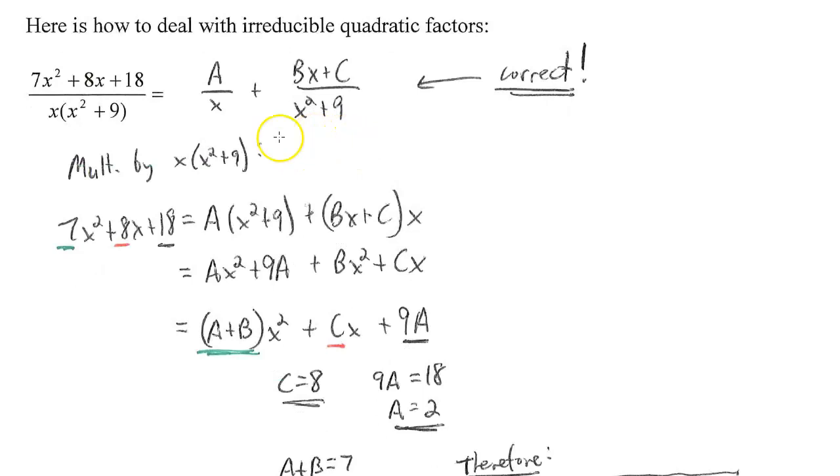Okay, so if we multiply both sides by the denominator, this x times x squared plus 9, you always multiply by the denominator down here, you end up with the numerator left on the left side, 7x squared plus 8x plus 18. On the right side, we have a over x times x squared plus 9. Well, the x will cancel the x, and you'll just be left with a times x squared plus 9. Here, the x squared plus 9s will cancel, and we'll be left with bx plus c times x. Make sure you put that in parentheses.